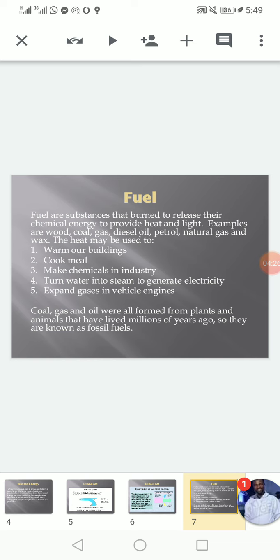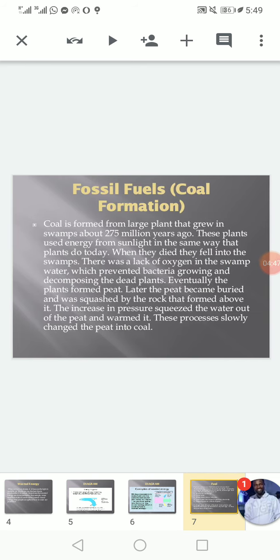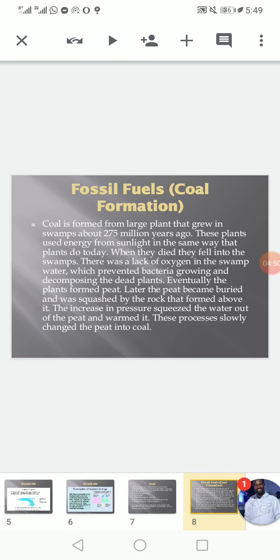Coal, gas, and oil were all formed from plants and animals that lived millions of years ago. So they are known as fossil fuel. I repeat that again. Coal, gas, and oil were formed from plants and animals that lived millions of years ago, and they are known as fossil fuel. Now let's look at fossil fuel in detail.